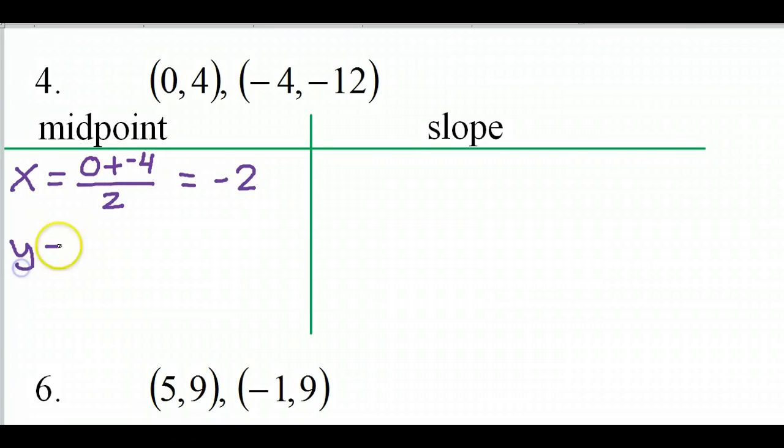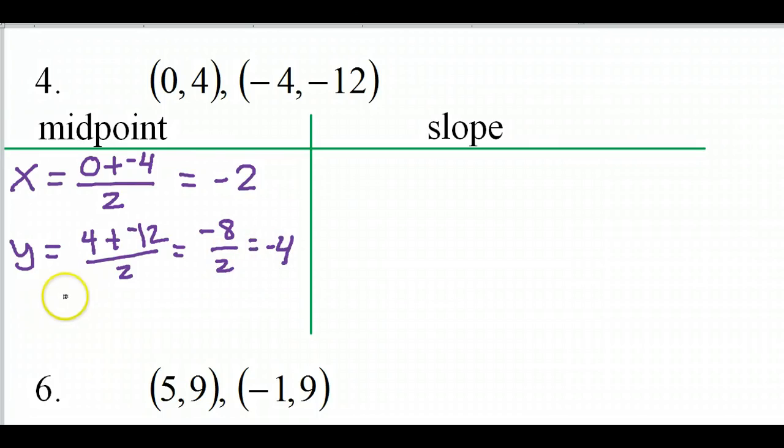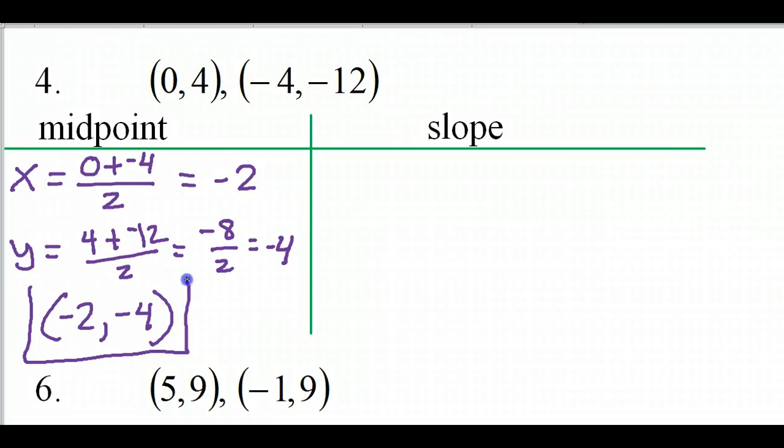Now, y value, that's going to be the average of the y values, so that'll be 4 plus negative 12 divided by 2. So that's going to be negative 8 divided by 2, which is negative 4. So that means the midpoint is going to be negative 2 comma negative 4. So there's your midpoint. Now the slope, y minus y over x minus x.